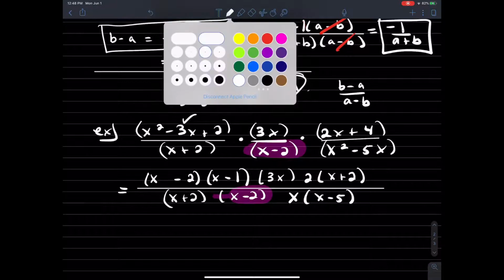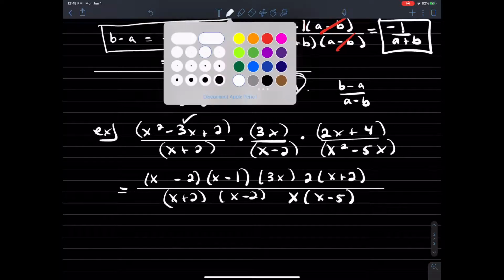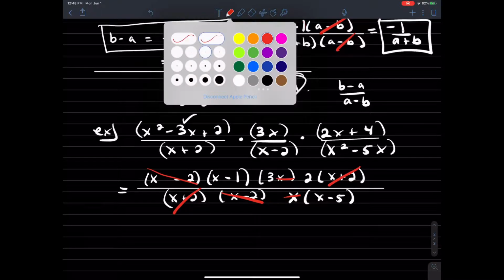And so now, just so you can see, I multiplied everything across, but I'm not multiplying, I'm factoring. And then we can cancel anything that's the same factor on top and bottom. X plus 2 there, x plus 2 there. X minus 2 there, x minus 2 there. And that's it. Oh wait, there's an x here and an x there. And now, looks like we're done.